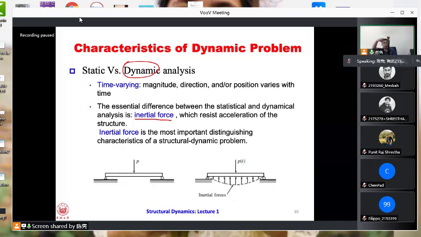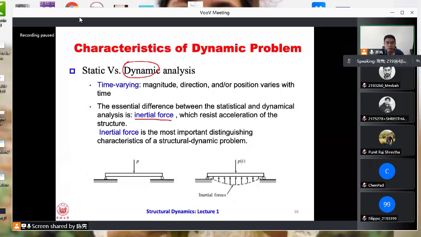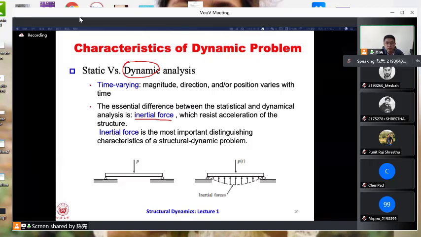So if I apply a load very, very slowly to these structures, you can see it is very slow, you almost cannot notice it. Sorry? Oh, professor, please resume recording. Okay, resume recording. Thank you for reminding.